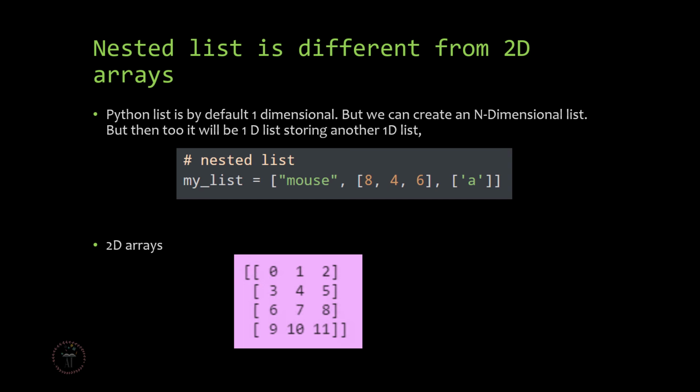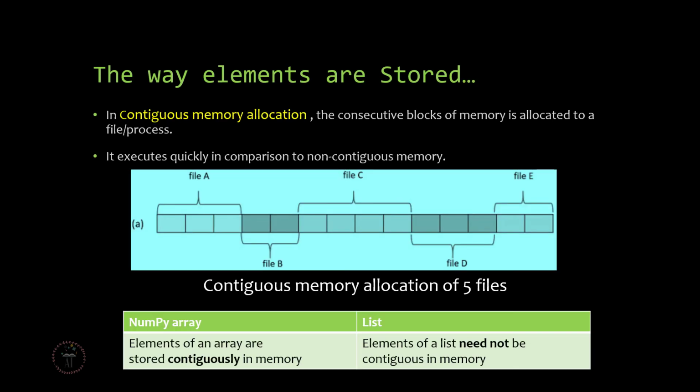And most importantly, it's because of the way my elements are stored. When it comes to a Python list, the elements need not be contiguous in memory. But in a NumPy array, it makes use of contiguous memory allocation, which means consecutive blocks of memory are allocated to a file or a process. As a result of this, we are going to get quick processing of our data set. So this is a special feature which we observe for NumPy arrays.